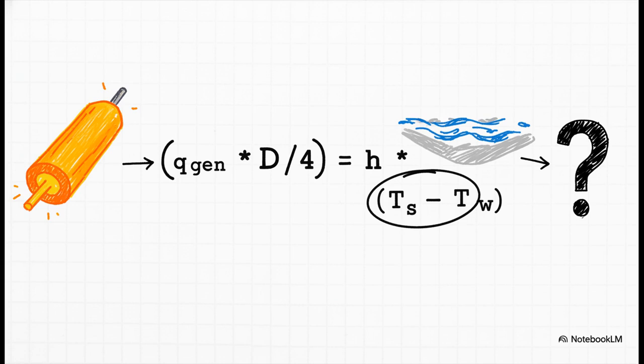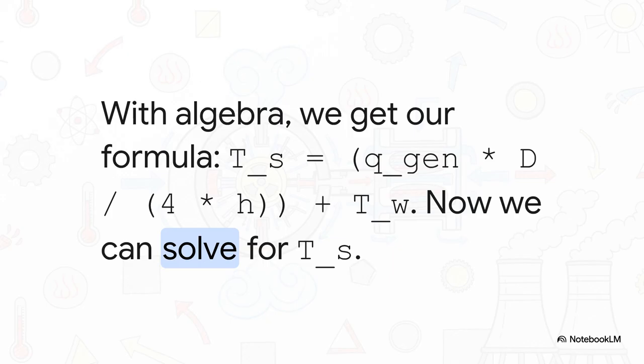And if you look closely, we know almost every number in here, except for one, T sub S. That's our target, the surface temperature. Now this is why you paid attention in algebra class. All we're going to do is shuffle this equation around a little bit to get our unknown T sub S all by itself on one side. And look at what we've got now. This is perfect. That first big chunk of the formula, that's going to tell us the difference in temperature between the rod and the water. Then all we have to do is add the water's temperature back in, and boom, we've got our final answer.